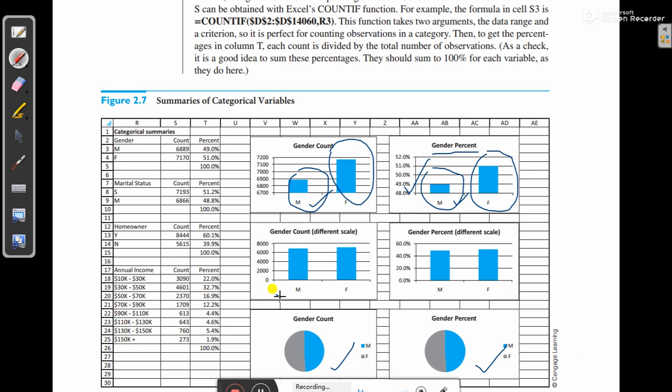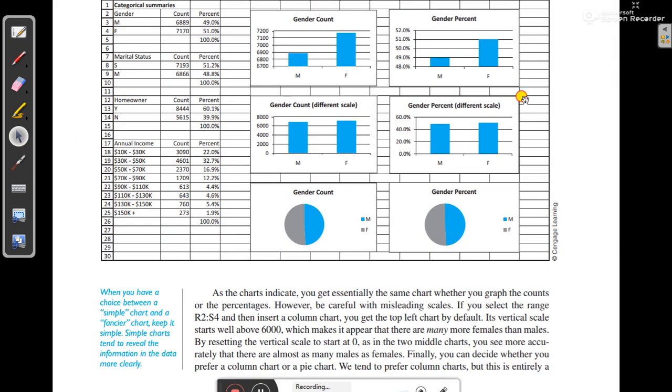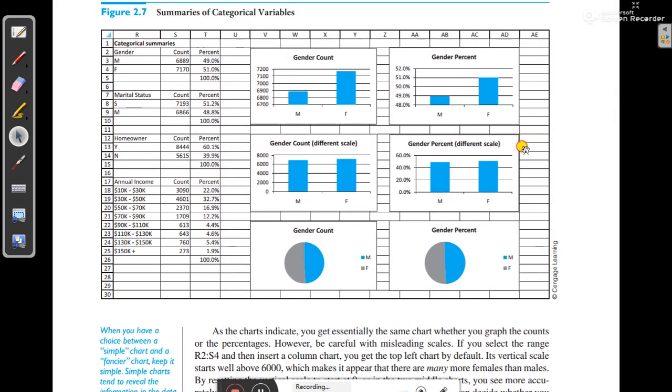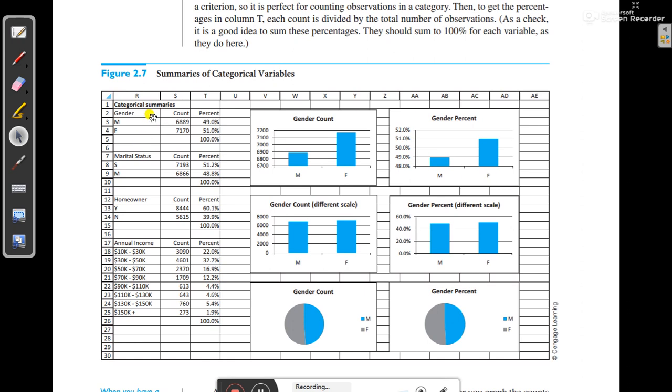Again the number of count, in a different scale. Okay, here you can see the scale is different, and again gender percent in a different scale. So using the categorical variable we can analyze the data set in many ways.